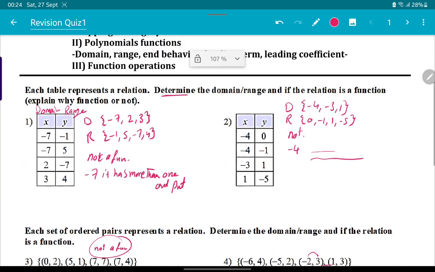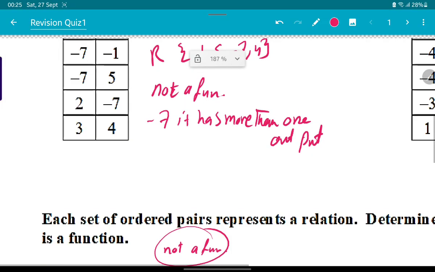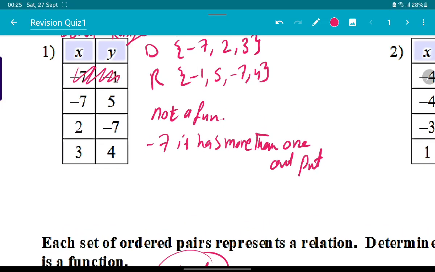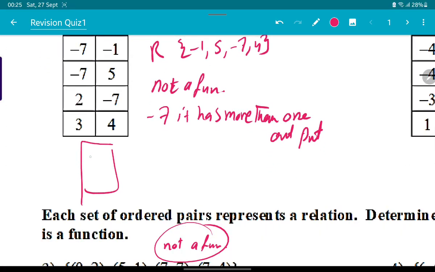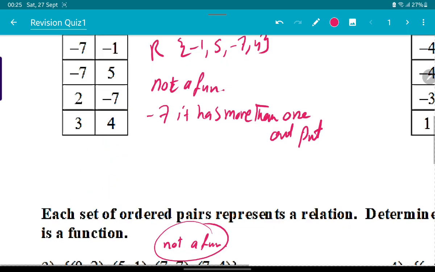I also need to show you when the table is a function. When we have a table like this, there is no repeated inputs with different outputs. So for example, if we have -7, 2, 3, 5, -7, 4, in this case it's a function. Even if we have -7 and 2, they have the same output, it's okay. But for every one input, there's only one unique output.